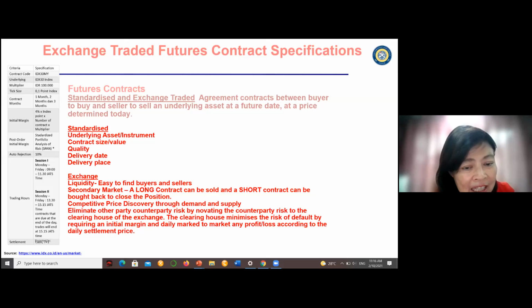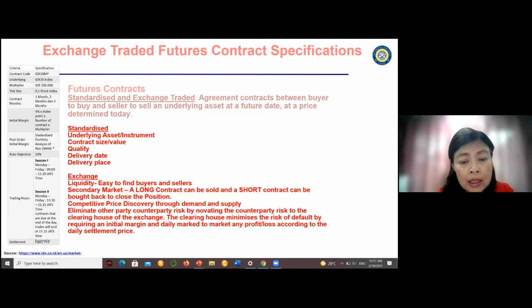In terms of liquidity, in exchange traded everything is standardized, with certain set values. Because everything is standardized, you can have liquidity. Liquidity is when you go into the market, you can buy, and you can also get out, so you have to find buyers and sellers. That's what liquidity means. If you're long, meaning you bought the contract and hold it, you can easily sell it off.